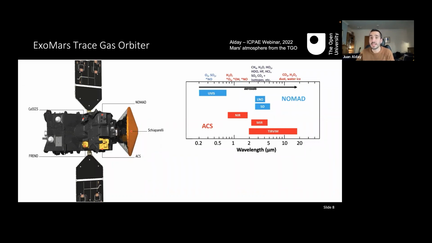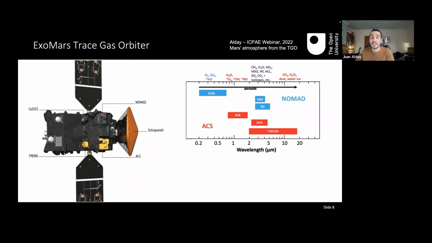In the case of NOMAD, it has UVIS, which is a spectrometer measuring in the UV and the visible spectral range, and the main goal is to look at ozone and also at the aerosols in the atmosphere. Then there's LNO, which is an infrared spectrometer designed to take limb and nadir viewing observations. And then there's SO, which is an infrared spectrometer designed to make solar occultation observations. It is in these solar occultation observations that we try to retrieve and measure trace gases in the atmosphere. And in the case of ACS, the Atmospheric Chemistry Suite, it also includes 3 spectrometers: the near infrared, the middle infrared, and the thermal infrared spectrometers.